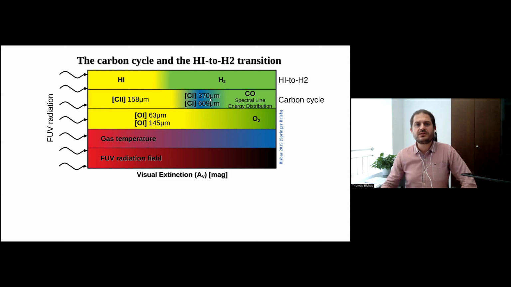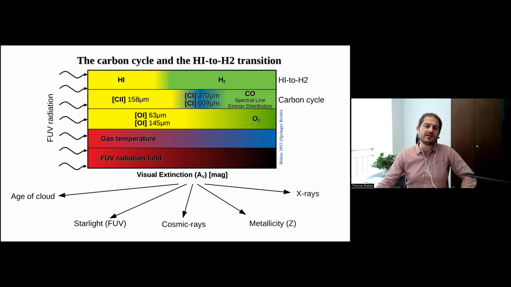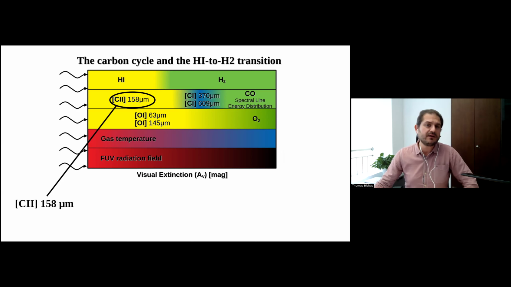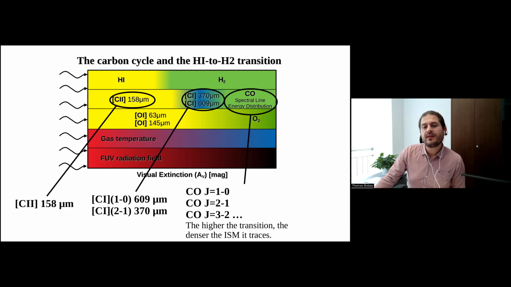And we see all of this stratification of species, which mainly depends on various different parameters, such as the age of the cloud, the starlight, the intensity of the FUV radiation, cosmic rays, metallicity, and X-rays. And in terms of observations of these PDRs, we have the line of 158 microns, which is the ionized carbon. Then we have two fine structure lines from the atomic carbon. We have various emission lines from the transitions of carbon monoxide.